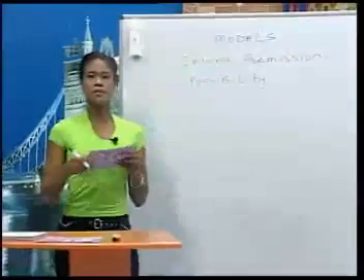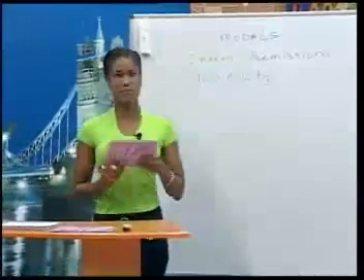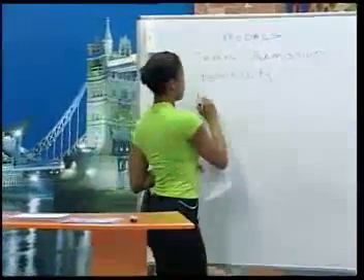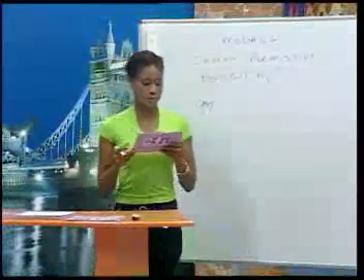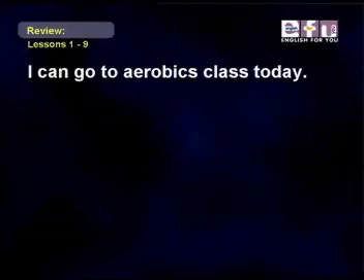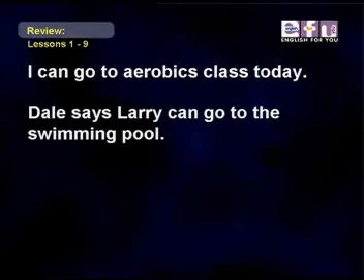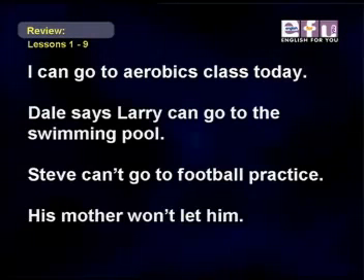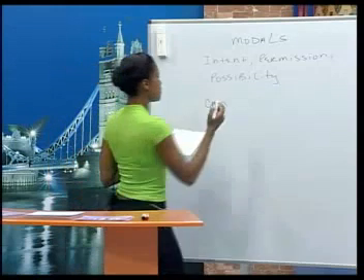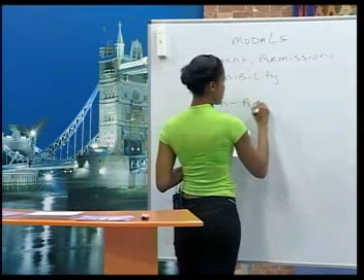Let's start by looking at can for permission. Okay, let's look at some examples. I can go to aerobics class today. Dale says Larry can go to the swimming pool. Steve can't go to football practice. His mother won't let him. Okay, so that was can for permission.